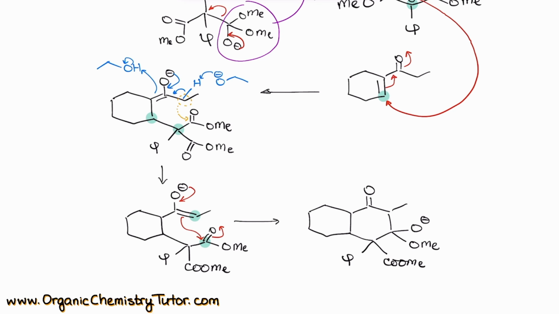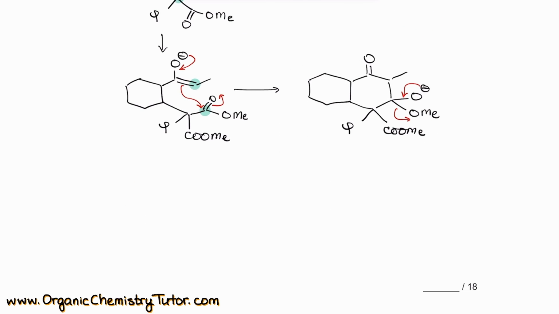And to finish up our Dieckmann condensation here, this is going to kick our methoxy out. So that's going to give me my 6-membered ring, my other 6-membered ring, I've got my methyl group, I have this, I have a phenyl group, and I have COO methyl like that.